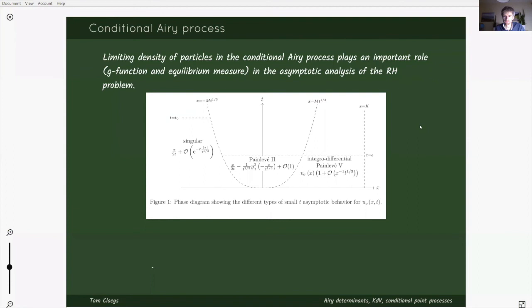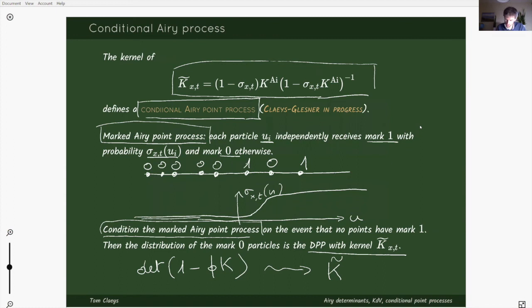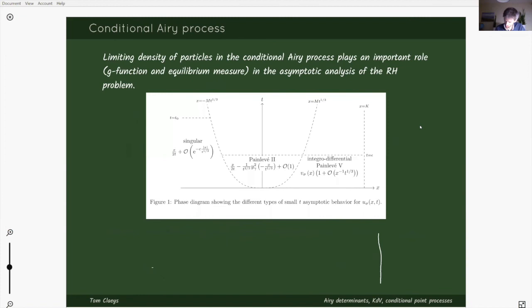There's more to say about it, because remember this conditioning. If we assume that x is large and positive, then this function sigma will shift to the right. That means that most particles will get mark zero. Then this conditioning that we do, it's very likely that the event on which we condition will happen, and then you don't really change the Airy point process. So for x large, the picture is that this equilibrium measure will be the density of the Airy point process itself, which is asymptotically a square root law, like this.